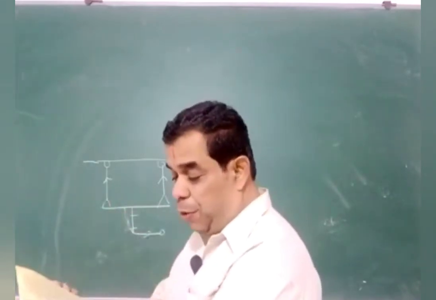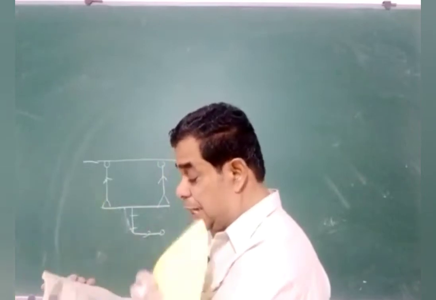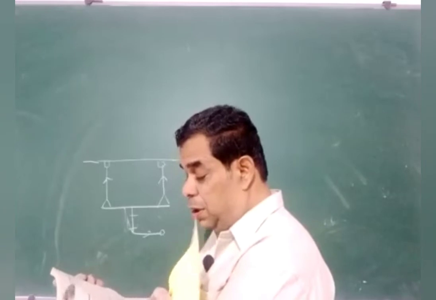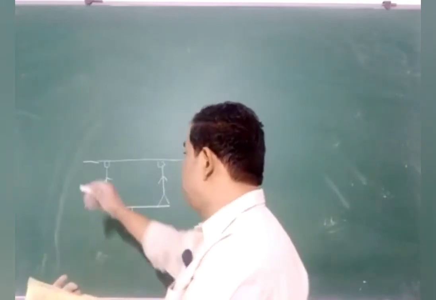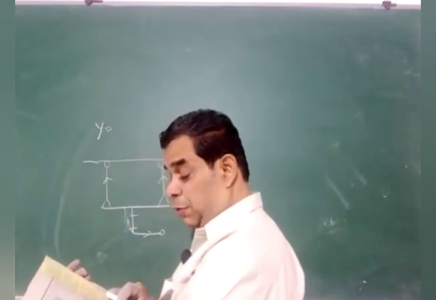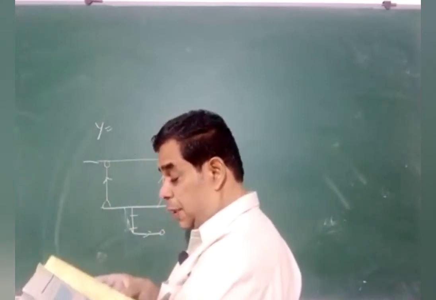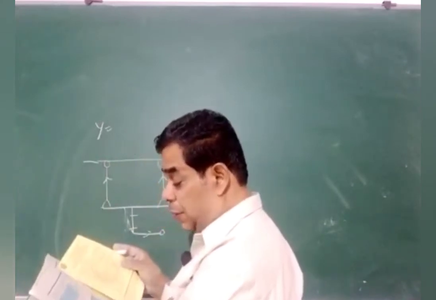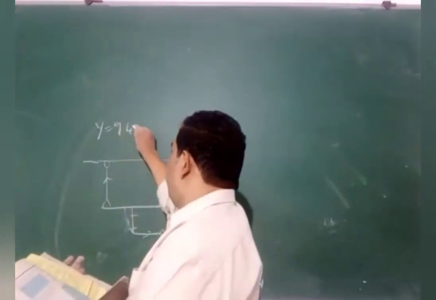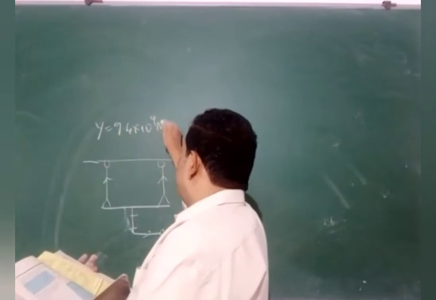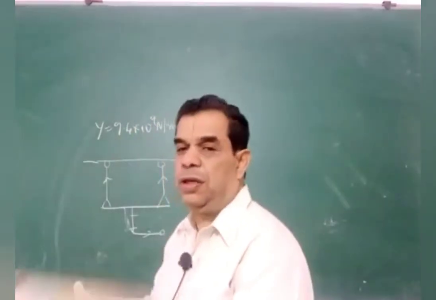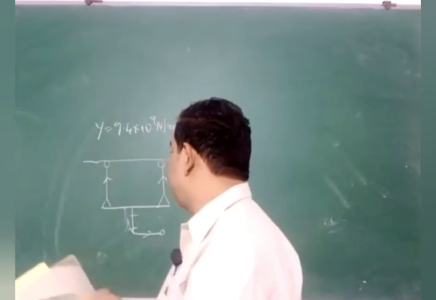Young's modulus of bone is given, Y equals 9.4 10 raised to 9 Newton per meter square. That is the Young's modulus of bone. Now, how to solve this problem?